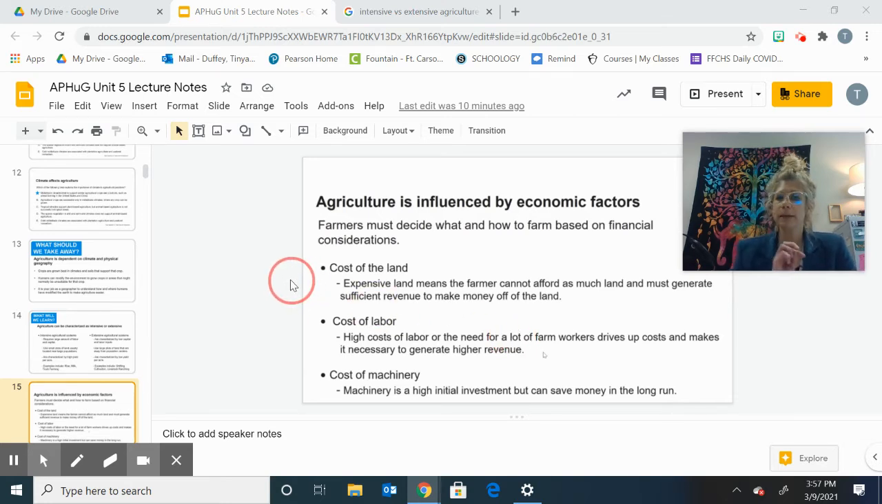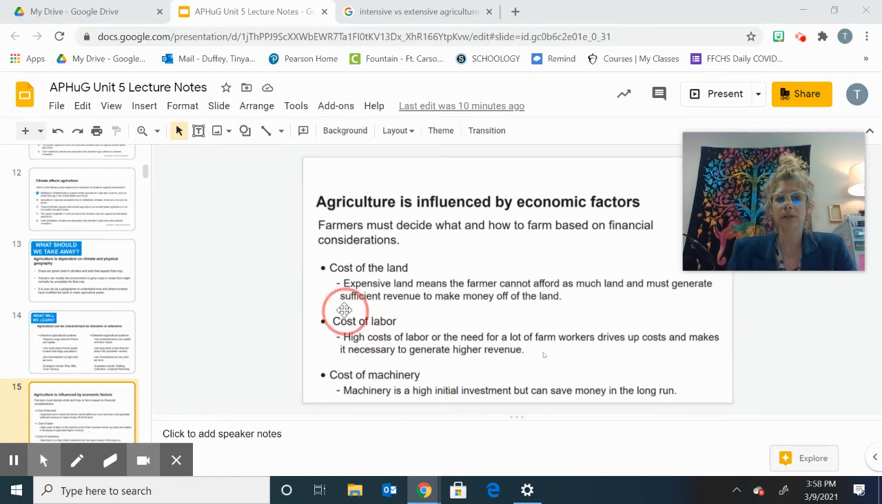So you have 3 bullets there: cost of land, cost of labor, and cost of machinery. And so this is pretty self-explanatory, right? So I would just know that farmers are always looking for inexpensive land, right? So the more land they can get at a cheap price, the more they're going to be able to generate revenue and make money off that land, okay?